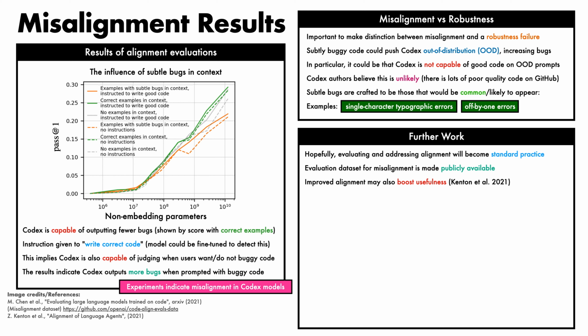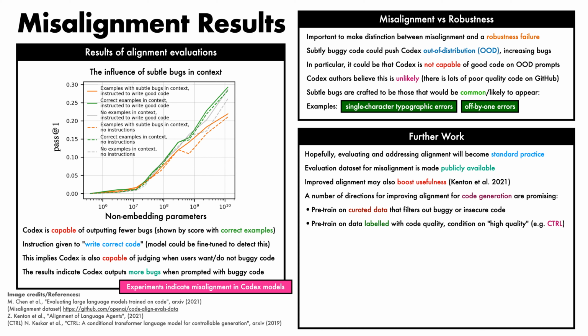There are a number of directions for improving alignment for code generation models in particular that appear promising. One is to simply pre-train on curated data that filters out either buggy or insecure code. A second is to pre-train on data labeled with code quality, then condition on the high quality label during inference, an idea that was explored in the Conditional Transformer Language Model for Controllable Language Generation, or CTRL model, of Keskar et al. Another approach is to fine-tune on bug-free code.